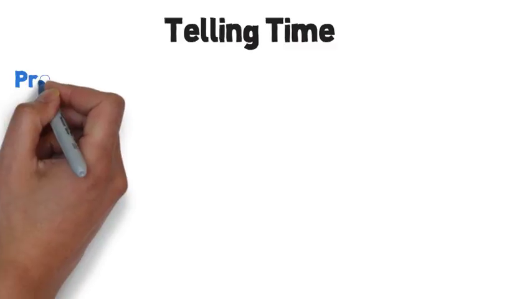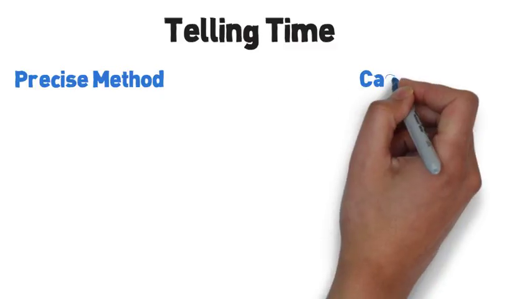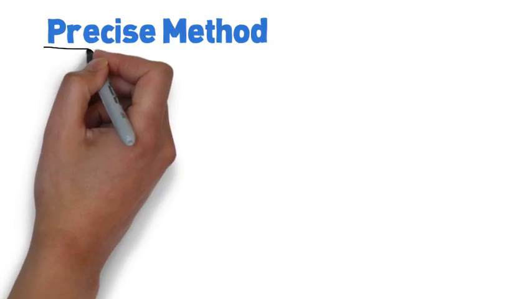Today's topic is telling time. The good news is that you already know most of the vocabulary you will need to do this. You know all of the numbers between 1 and 60, so you're more than halfway there already. There are two methods for telling time, a precise method and a casual method. Both are important to know because you will hear and see times expressed using both methods in Germany.